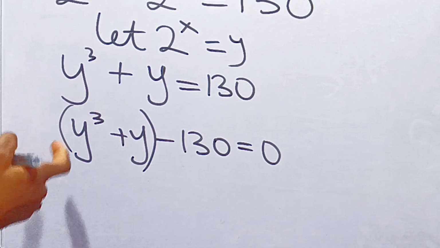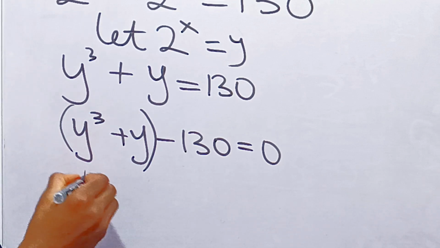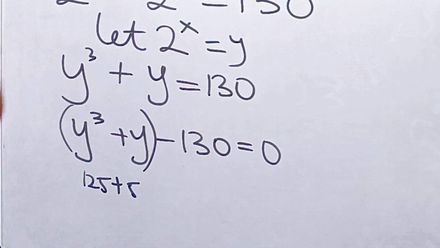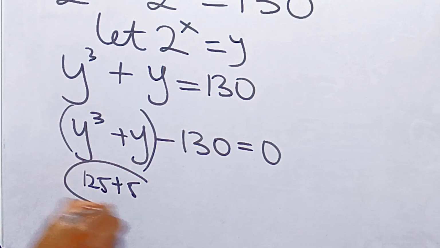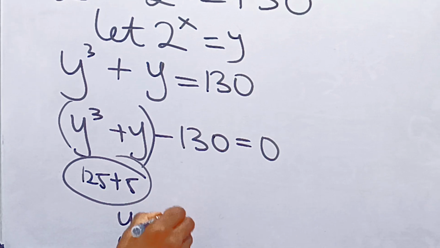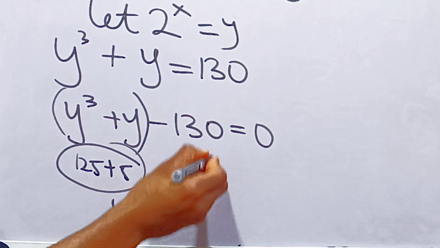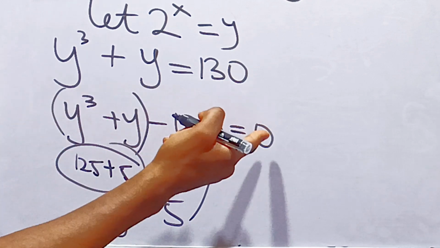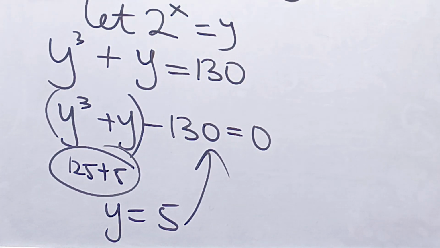Let's check 5. 5 cubed is 125. 125 plus 5 is equal to 130. And 130 minus 130 is 0. So we can conclude from here that y equal to 5 is a zero of this equation. A zero being that if you substitute y as 5, you get that this is equal to 0.